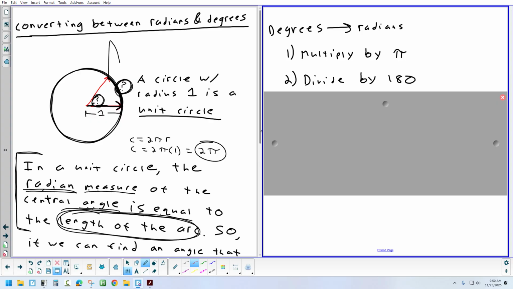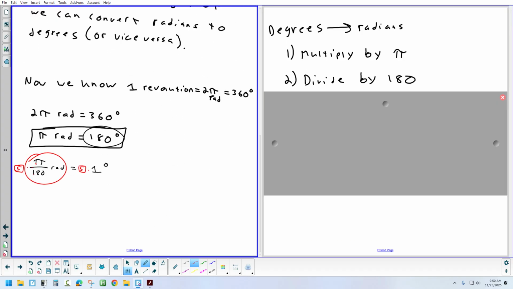Okay, now let's get a 1 on this side. What would you divide both sides by if you wanted to make a 1 on the left? Yep. Divide by pi. So you have 1 radian equals 180 over pi degrees. That's dividing both sides by pi.